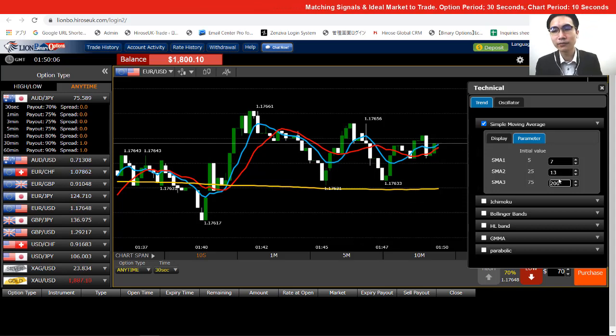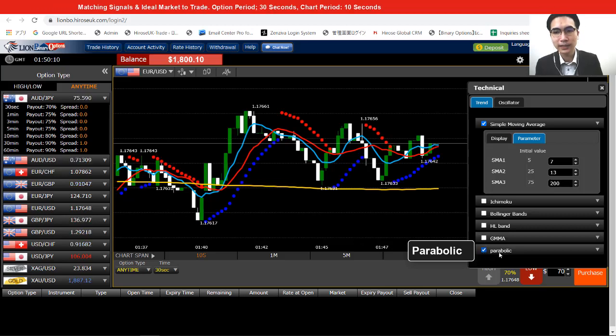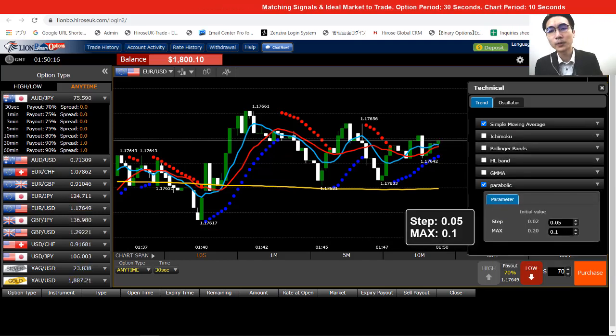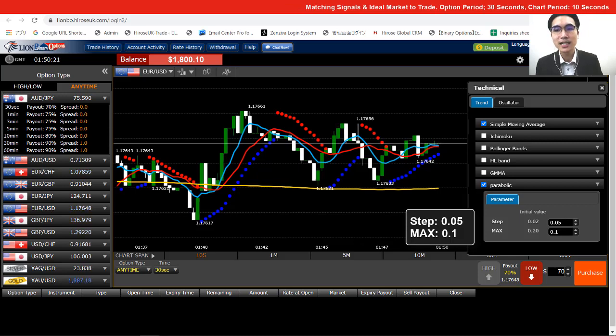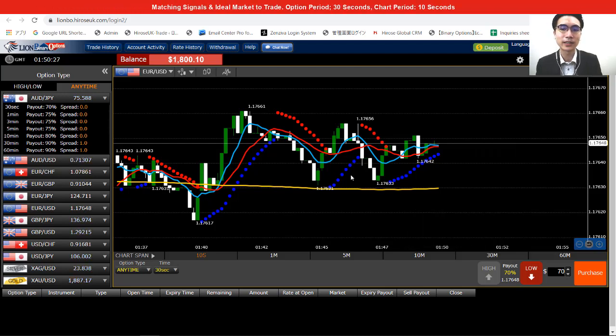So okay, after we get that done, we move on to the parabolic. Put a tick there, and then we open the drop down for that. For the parameter, we're using 0.05 and 0.1. So again, 0.05 and 0.1. Okay, so that's all set. We'll close the technical indicators window.